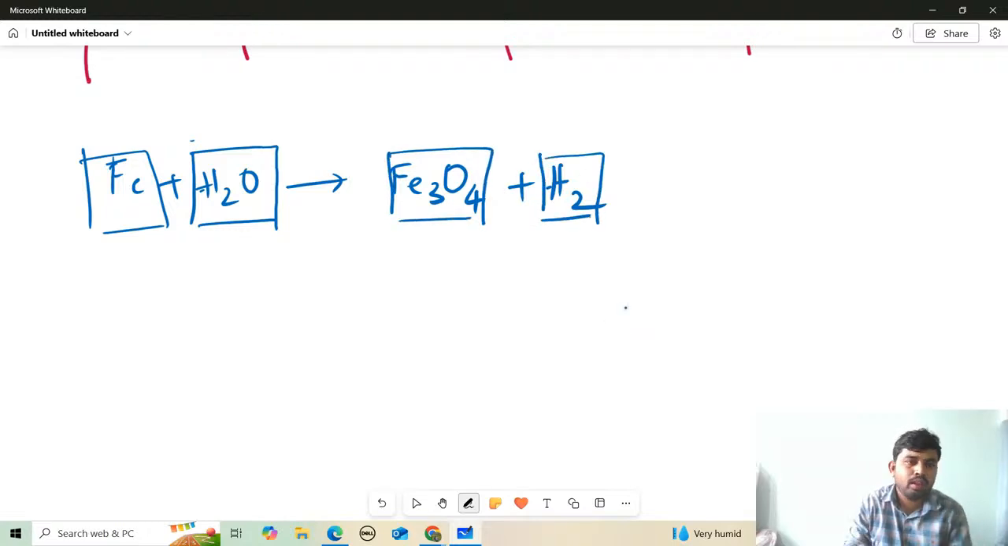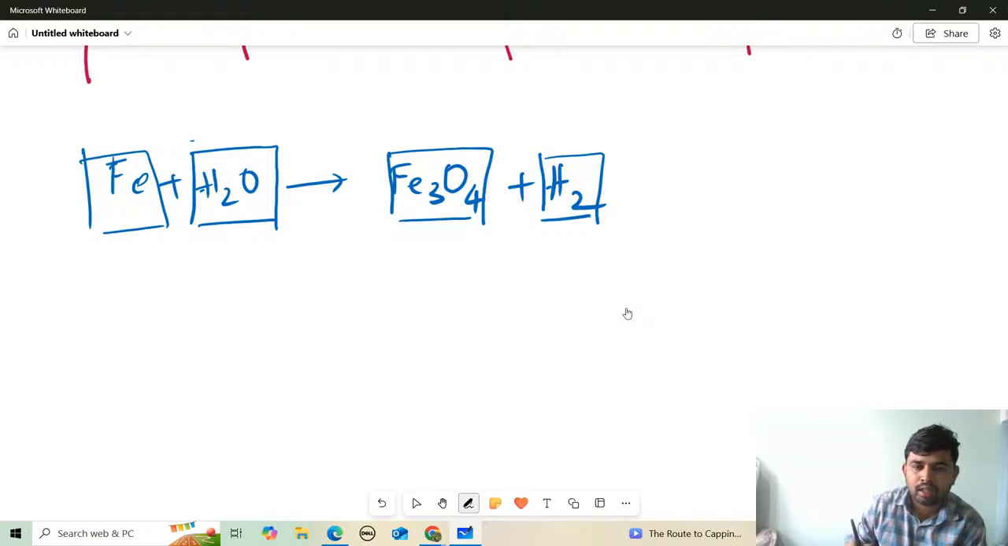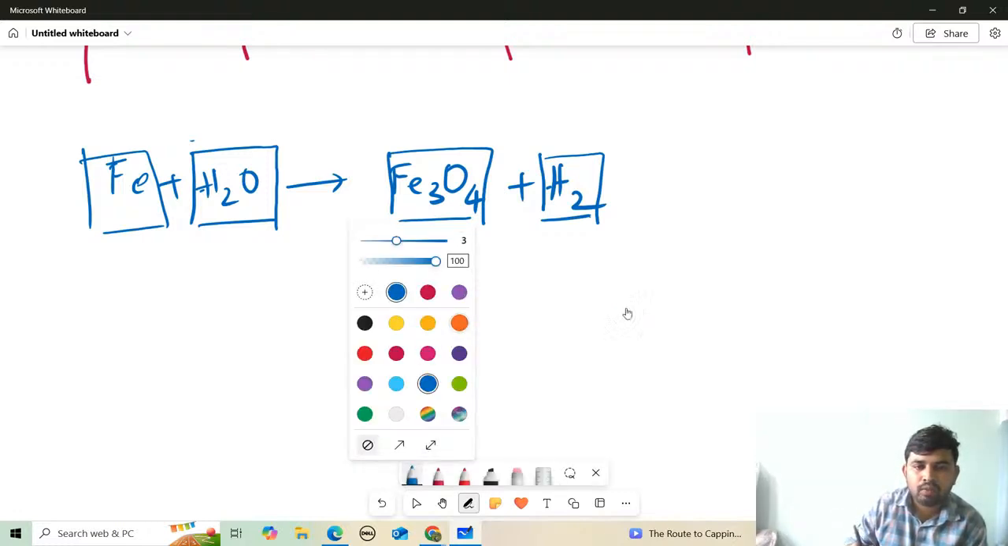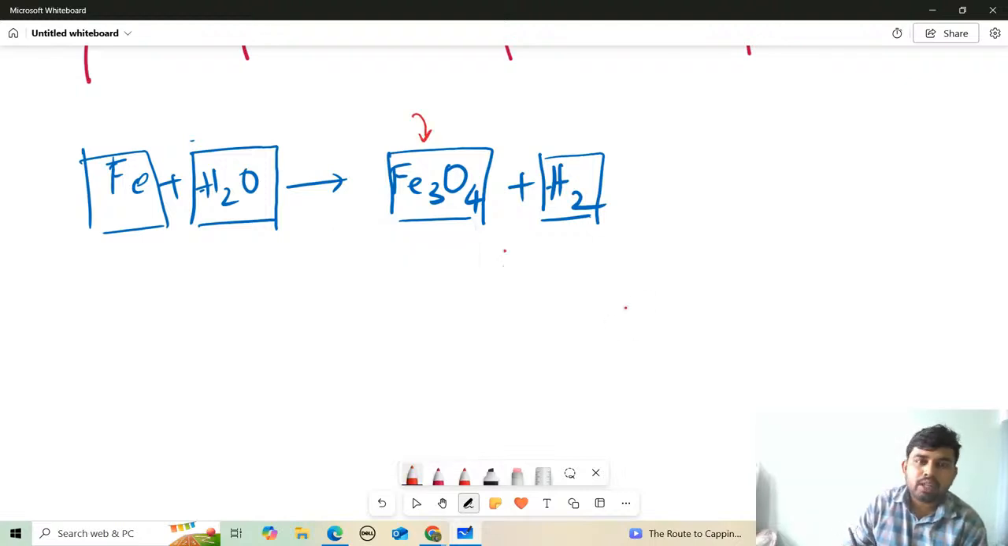Now see here how many irons are there. Which is the biggest formula? After listing out all the reactants and products, we should find out which is the biggest formula. In Fe only one atom is there, and in H2O there are two hydrogens and one oxygen, total three. Here three plus four, seven are there. Here two are there. So I'm choosing Fe3O4 as the biggest formula. I'll start balancing from here.